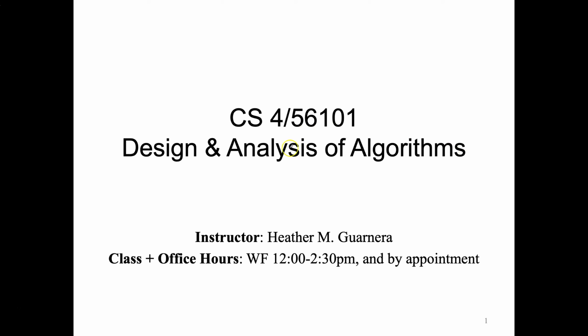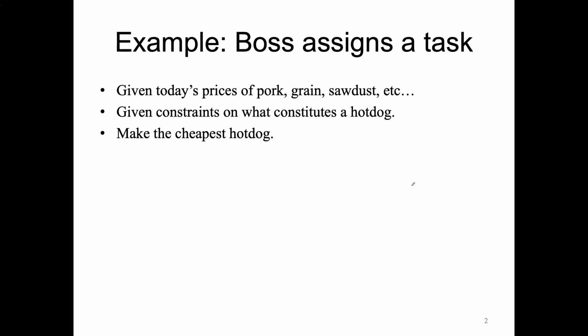Now, you may be wondering, why do you have to take this class? The goal is to get you thinking algorithmically, like a real computer scientist. So let me give a motivating example. Let's say your boss gives you a task. You're given the current prices of pork, grain, and other things that might go in a hot dog, and you're given the constraints on what makes a good hot dog. No more than 25% sawdust, anywhere between 5 and 10% ketchup, 5% mustard, etc. And you're asked to make the cheapest hot dog.